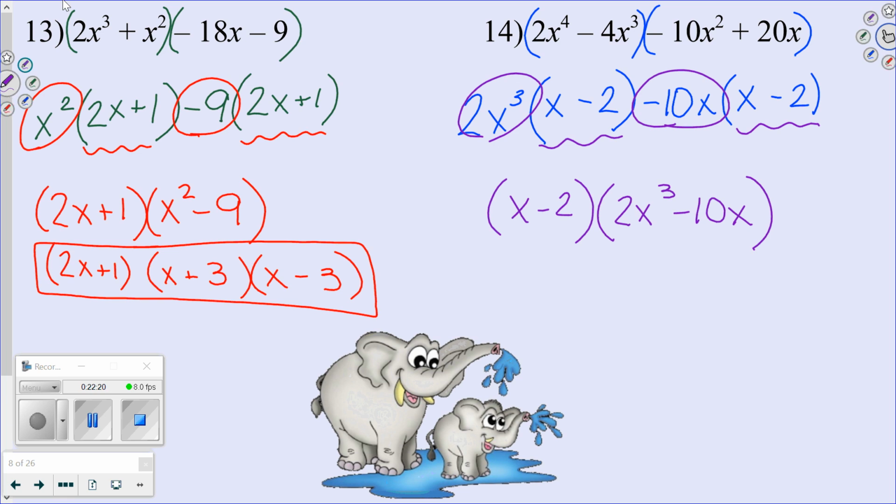Now, just like this one then had something that went further, this one does too. See there's a GCF sitting here? Let's pull that out. GCF on that one is 2x. So we'd have x squared minus 5. Thank goodness that wasn't a perfect square, right? I got too close.